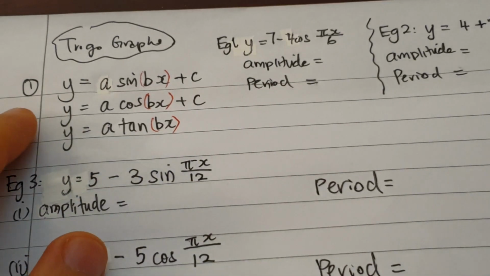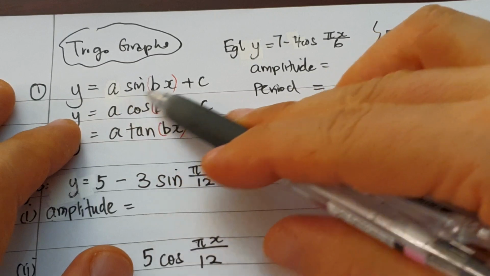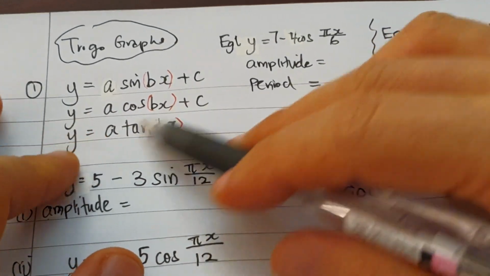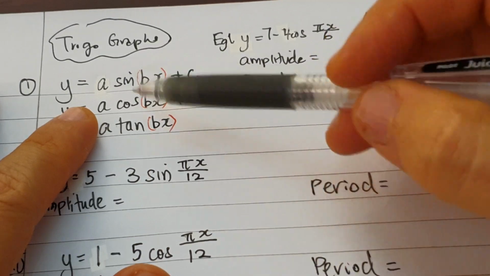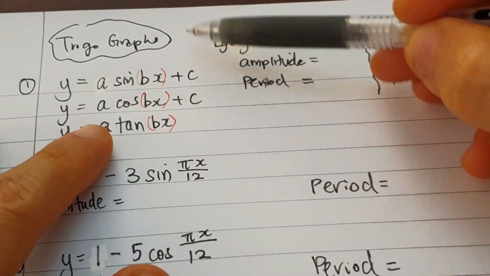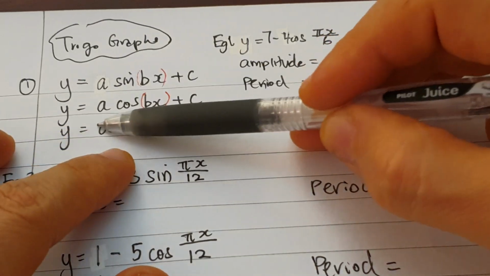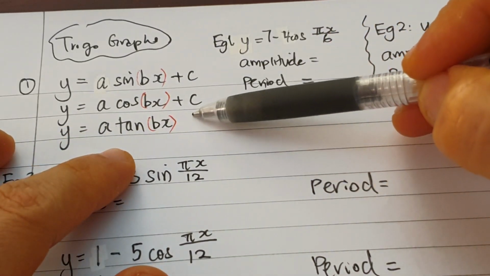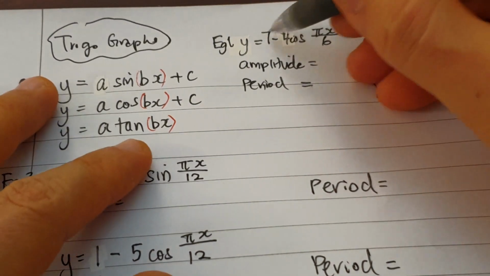Now we'll be focusing on trigo graphs in this video. In your syllabus, you are required to be able to sketch sine graph, cosine graph, and tangent graph. Now for sine graph, there is a shifting up and down. For cosine graph also. So this C is shifting up and down. Whereas tangent, you are not required to shift up and down. Alright. Now let's give ourselves an example here.